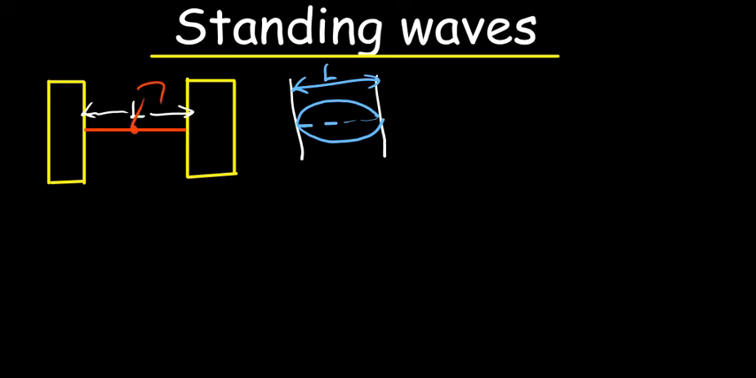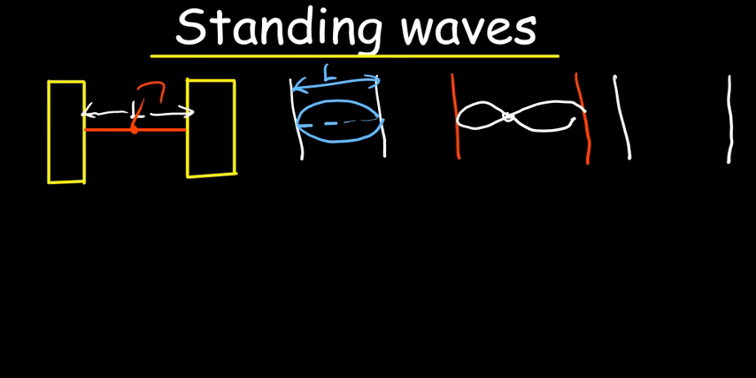I can also have another one. A different wave can be generated as well, another wave like this. I can also have a different one. Then let's have this, so a wave like this will be generated. So we can clearly see that we can have many, many loops.